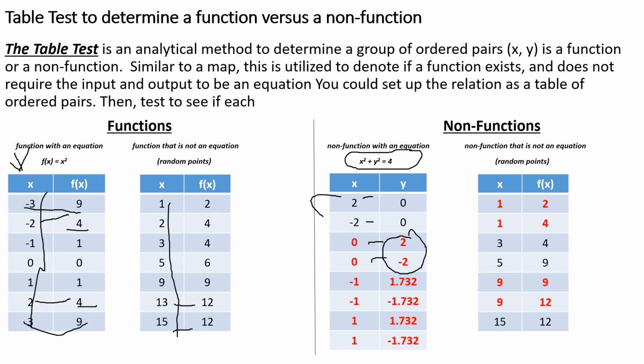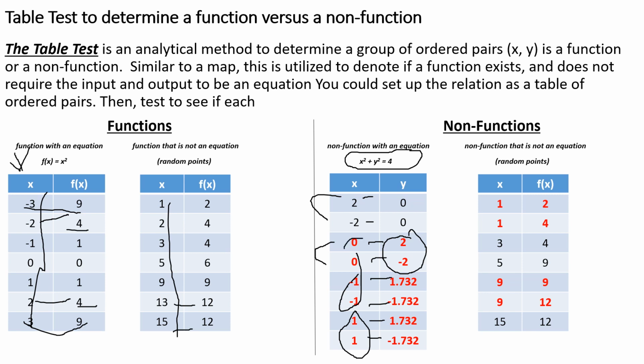This is all right. But this right here is not. Nor is this one. Negative 1 goes to 1.732, or negative 1 goes to negative 1.732. 1 goes to 1.732, and 1 goes to negative 1.732. Each of these inputs, that 1 is going to multiple outputs. I don't know which one it is. Does 1 go to 1.732 or negative 1.732? Same as negative 1.